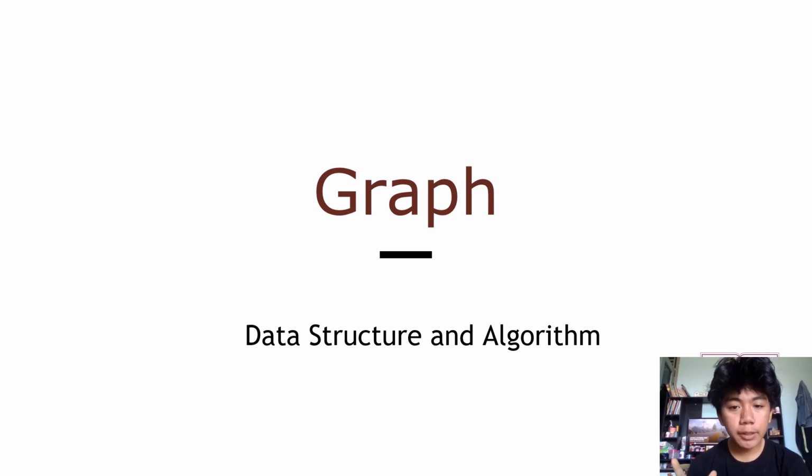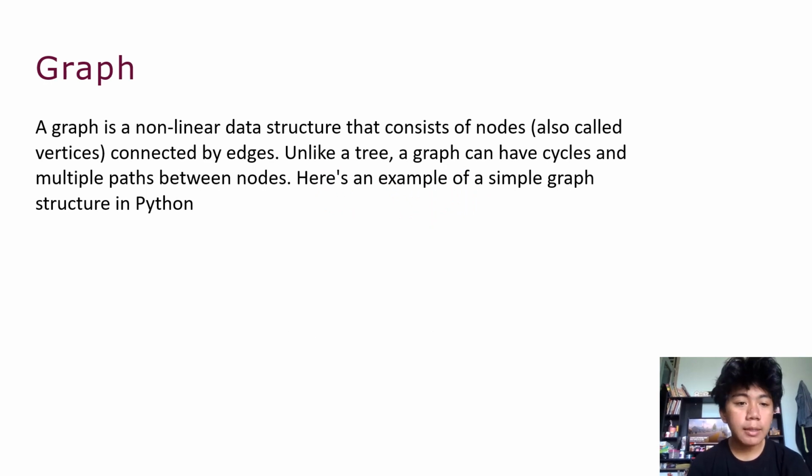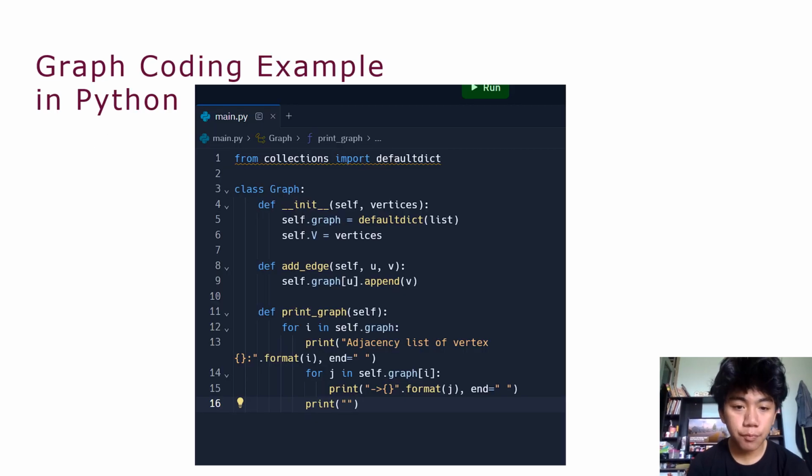And the last, I will explain about graph in data structure and algorithm. Graph is a nonlinear data structure that consists of nodes, also called vertices, connected by edge. Unlike a tree, a graph can have cycles and multiple paths between nodes. Here is an example of simple graph structure in Python.